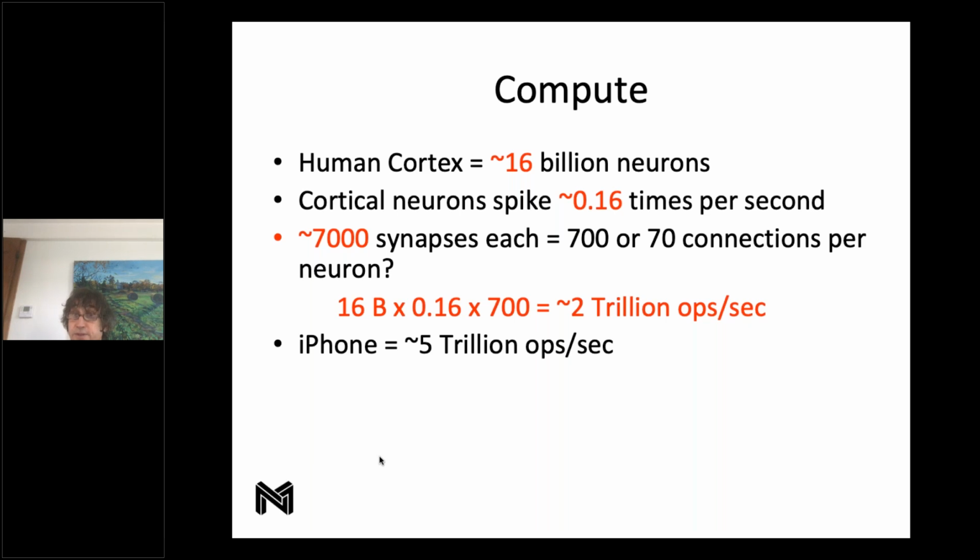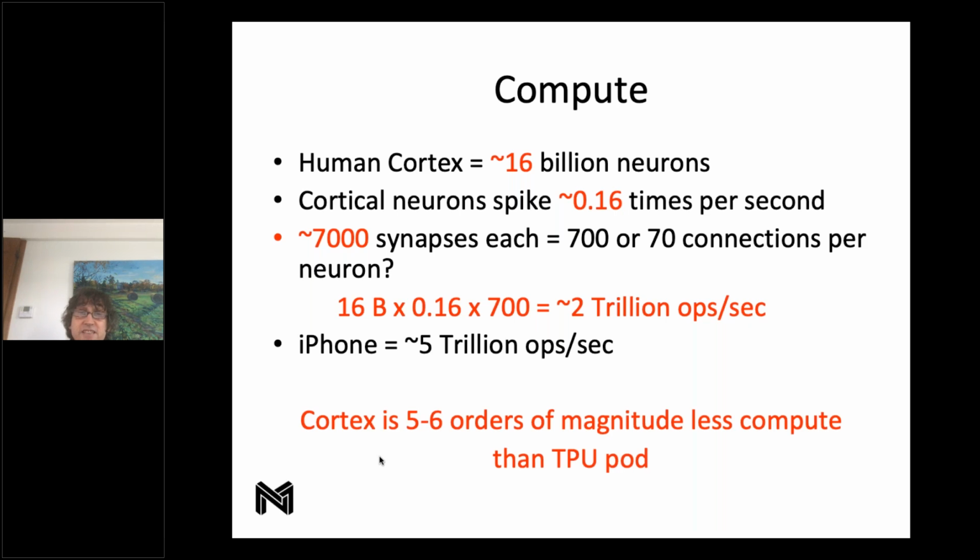So 2 trillion operations per second is like an iPhone. It's not that much computation actually. And what this tells us is that your cortex between your ears, what is going on there is 5 to 6 orders of magnitude less compute than the TPU pod.